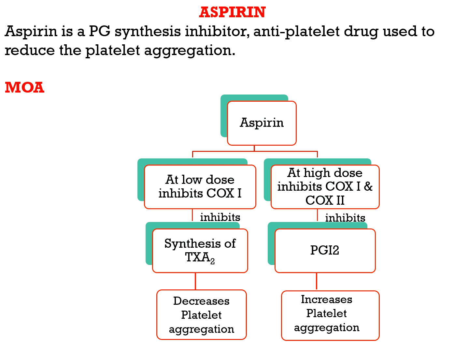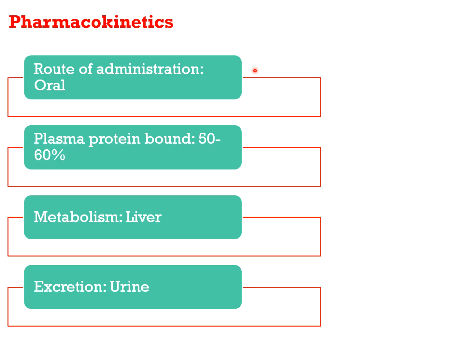Pharmacokinetics. This aspirin is administered orally. Usually it is metabolized in the liver and excreted through urine. 50 to 60% of the drug binds to the plasma proteins.